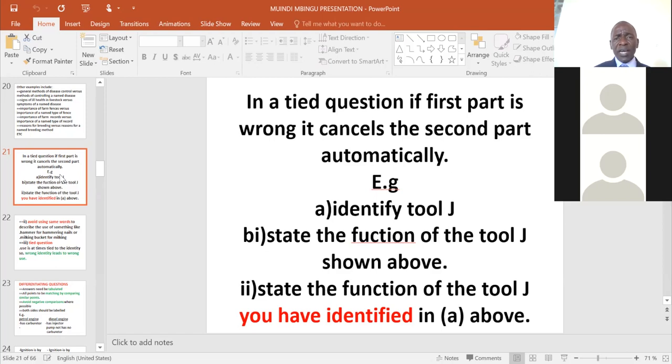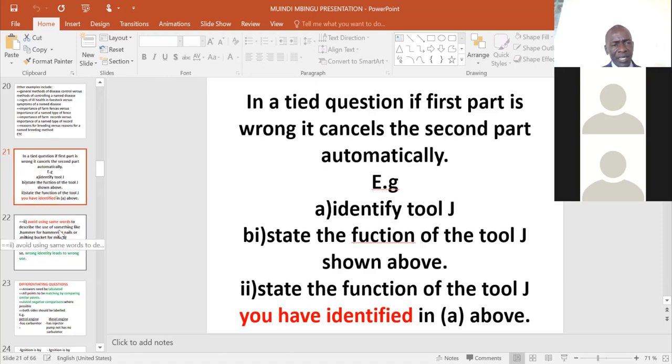Now, tied questions are common in structured questions, which, as we had said earlier, are found in section B of paper 2. So again, you might be provided with a tool in a photograph or a diagram, and you are asked to identify it and then state the function of the tool. Those are also tied. So you need to be very careful.